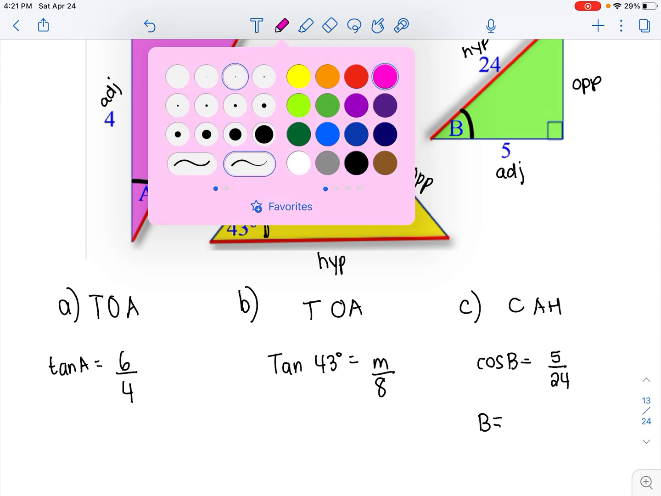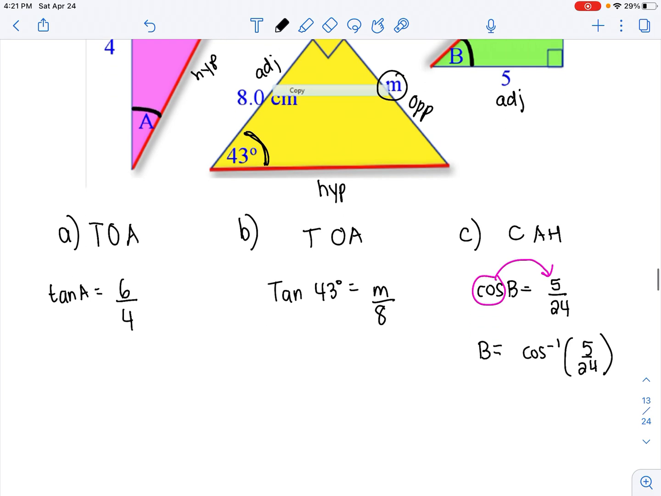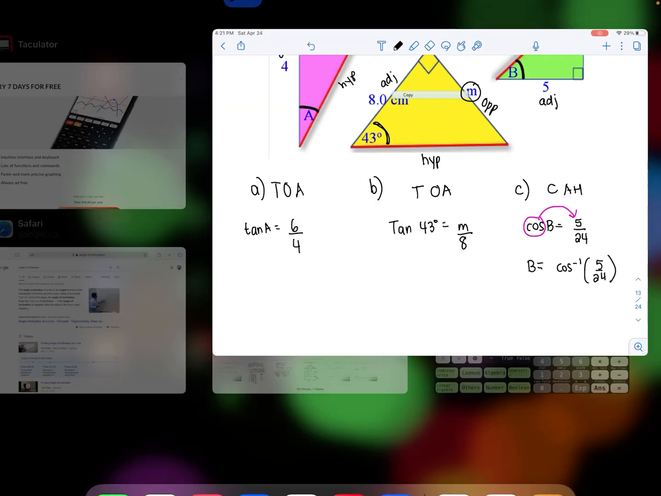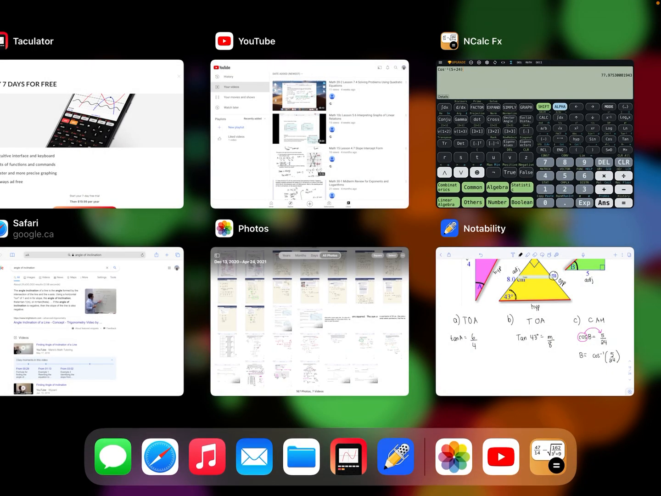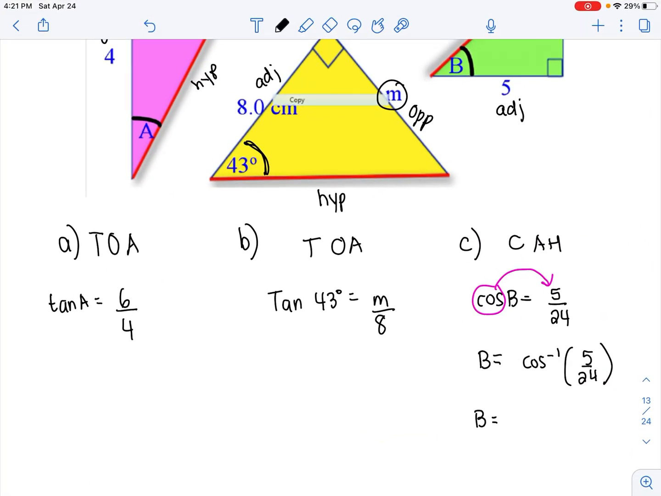So in order to find B, just like in our sine ratios, we have to bring this cos to the other side and move it over. Anytime you bring it across the equal sign, it's going to become inverse. So you're going to do cos inverse of 5 over 24, just like we did for the sine ratio. And then we put it in our calculator exactly how you see it. So cos inverse of 5 divided by 24. So you're going to do shift cos, or second cos, 5 divided by 24, close your brackets. So 5 divided by 24, you get 77.97.